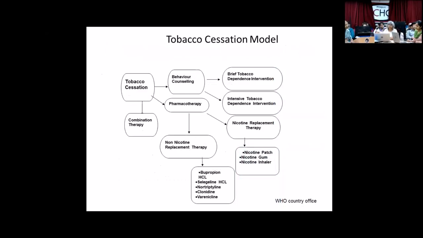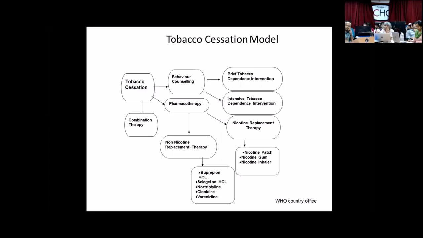So what was this tobacco cessation model? We looked at offering simple tips to quit, behavioral counseling, pharmacotherapy, which consisted of both nicotine replacement therapy and non-nicotine replacement therapy, and intensive tobacco dependence treatment, where there is not only motivation to quit, but also teaching people how to deal with relapses.